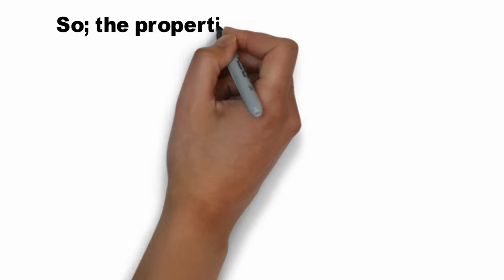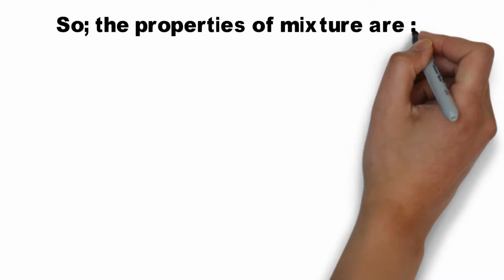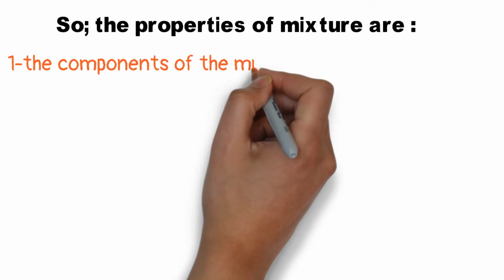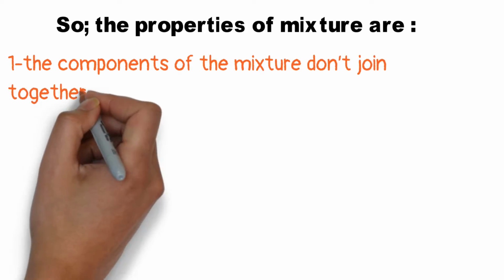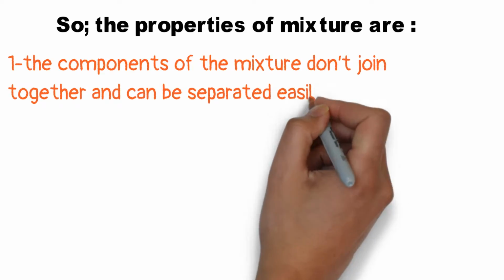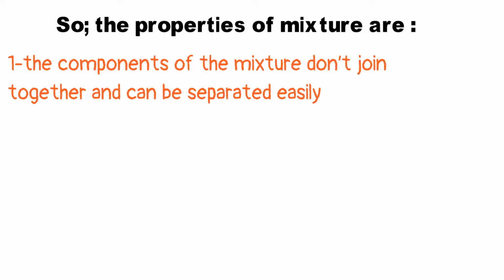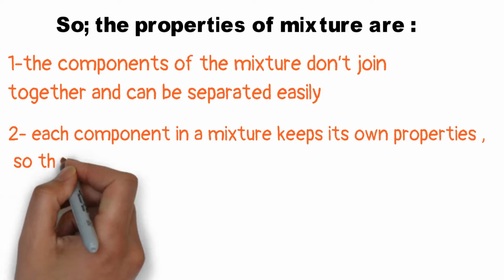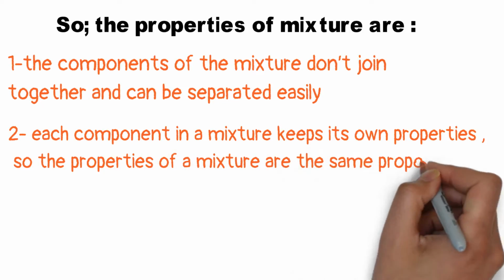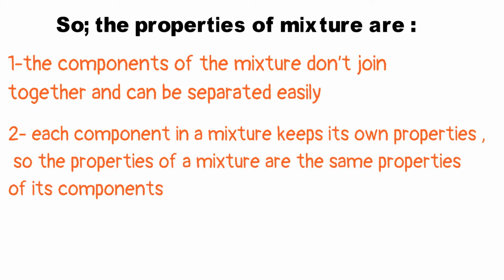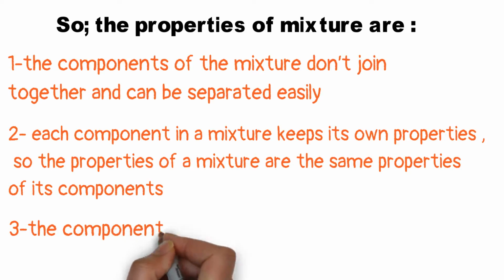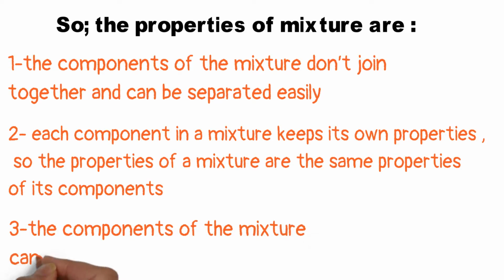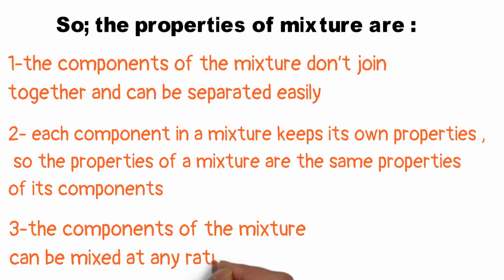So from these three observations, we conclude the properties of mixture, and they are what? First, the components of a mixture don't join together and can be separated easily. Second, each component in the mixture keeps its own properties, so the properties of the mixture are the same as the properties of its components. The third, the components of the mixture can be mixed at any ratio, with any amount.